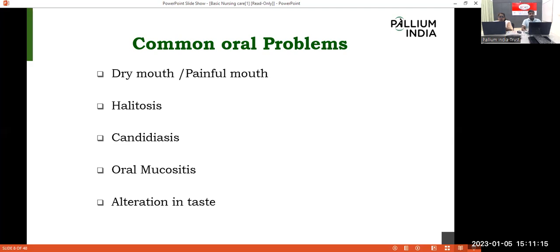Then alteration in taste. If oral thrush is continuously there, or any other ulceration is continuously happening in the tongue, it will affect the taste buds. And due to the effect on the taste buds, the patient is unable to take food due to dislike, due to the taste difference. Then excessive salivation also is a problem.